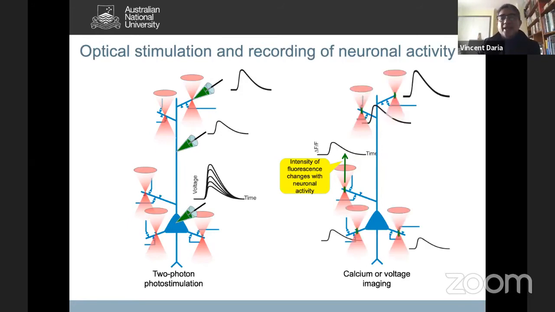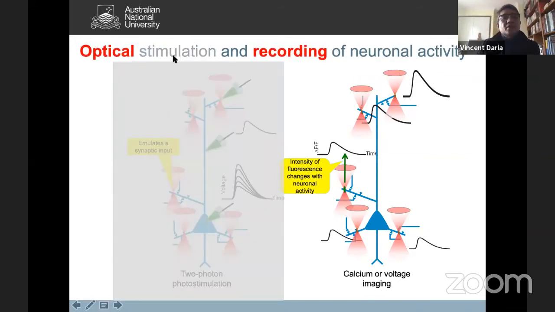And if you place the same number of spots anywhere within the neuron, you can look at the changes in the fluorescence. Okay, this is the change in the fluorescence as a function of time. So we can then use this technique. Instead of using light to stimulate, we can use optical recording of neuronal activity using calcium imaging.